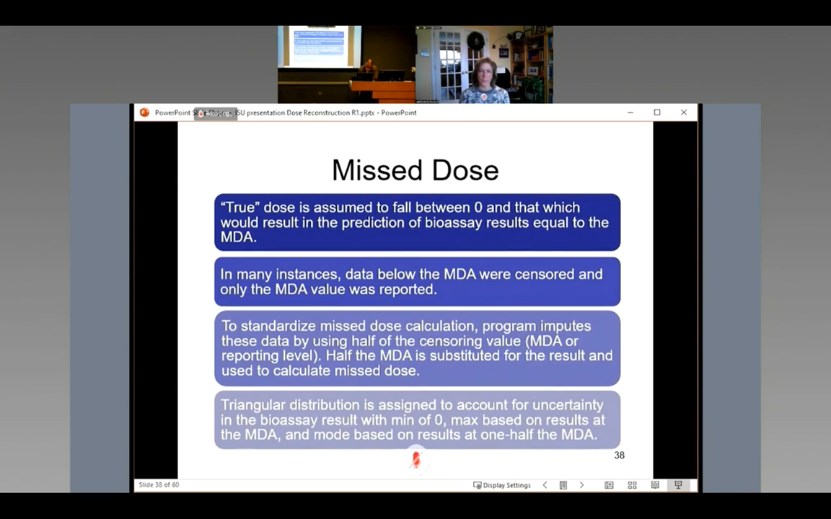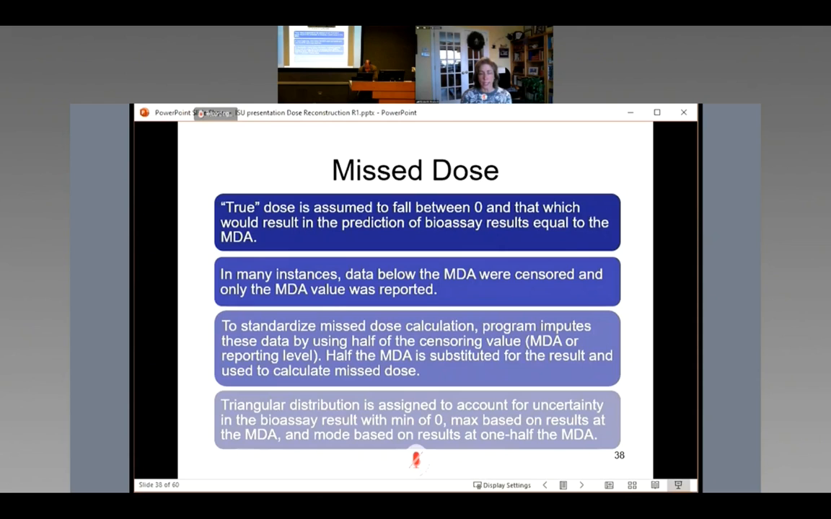So results are often recorded even with just a less than symbol, not even a value next to it, but in many cases it's less than some value and there's no information as to what the specific values were for that count. So to standardize the missed dose calculation across the whole project, we impute these data by using half of the censoring value, which again is either the MDA or the reporting level. And half the MDA is substituted for the result and used to calculate the missed dose.